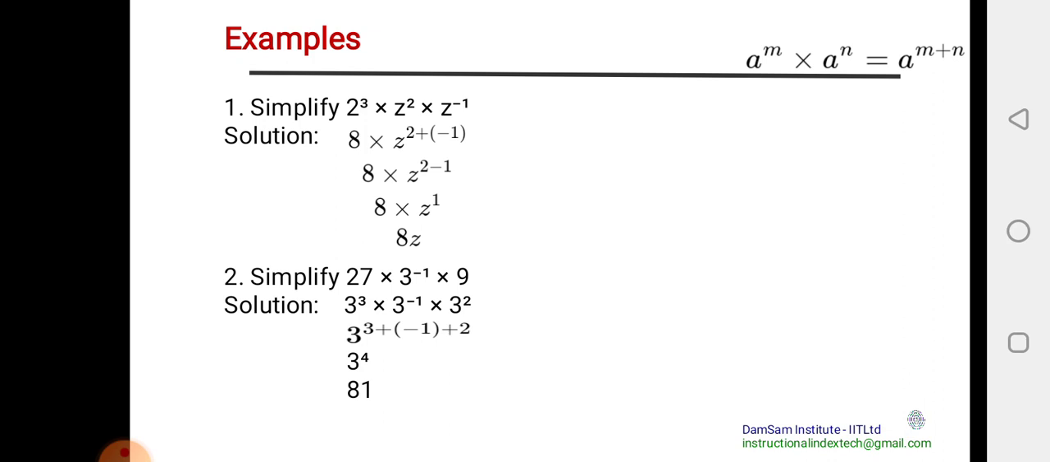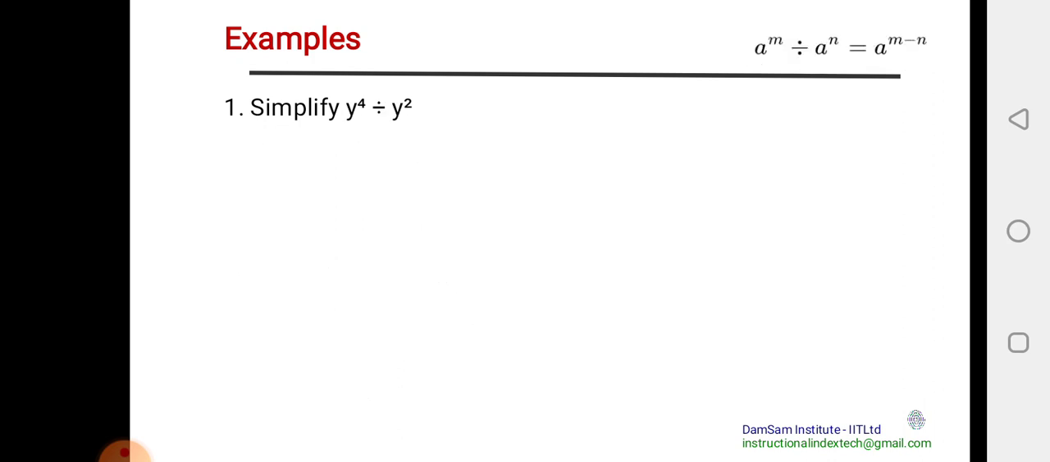So 27 is 3 raised to power 3 because it's 3 times 3 times 3. Then 3 raised to power negative 1 times 3 raised to power 2. 9 is 3 raised to power 2. So we can perform the operation on all the power as it is: 3 plus negative 1 plus 2, which is 4. So 3 raised to power 4, we can express it numerically to be 3 times 3 times 3 times 3, which is 81.